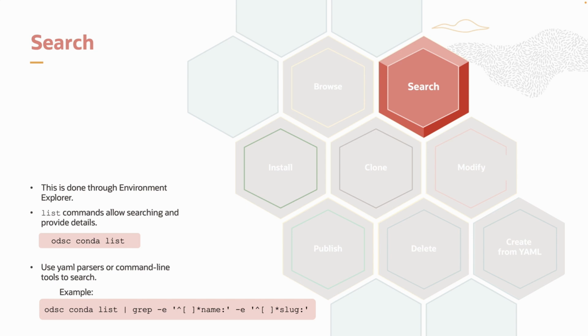So in the example that we have down here, ODSC conda list pipe grep -e, and then some regular expression to capture the name tag, and then another regular expression to capture the slug tag, will result in a listing of all the names and slugs for all the data science conda environments. You can combine this with all kinds of other powerful tools, such as awk and Perl, to access the information that you want.